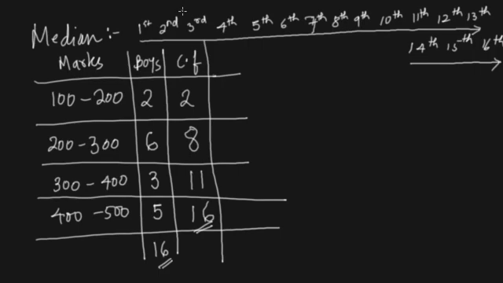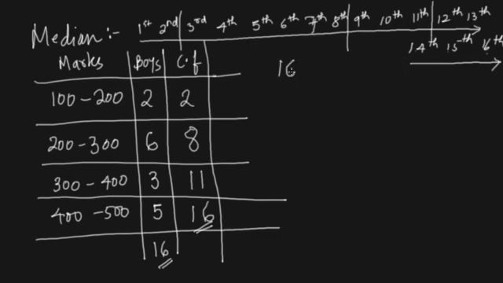And we know for sure the first 2 boys are between 100 and 200, and then there are 6 boys, 1 2 3 4 5 6, which makes it up to the 8th boy. The score is between 200 and 300, and the next 3 boys, which is the 9th, 10th and 11th, are between 300 and 400, and the rest 5 boys, which is the 12th, 13th, 14th, 15th and 16th boy, are between 400 and 500 marks. Perfect. Now we need to find a median.